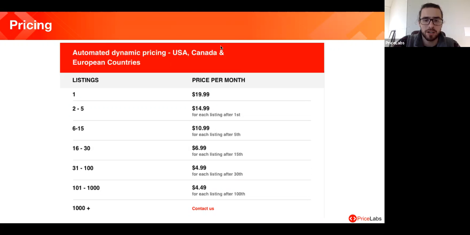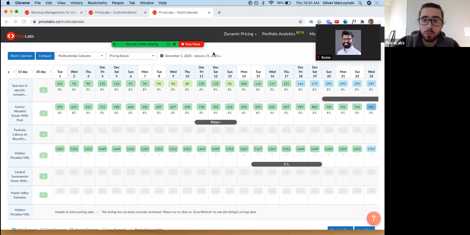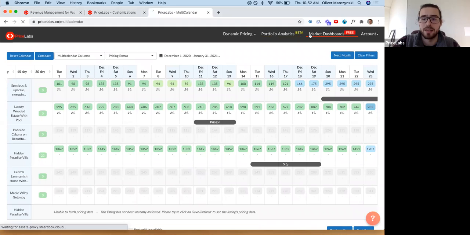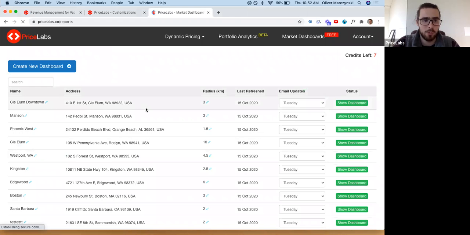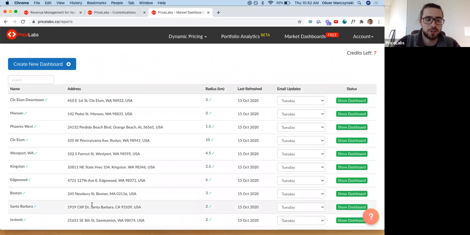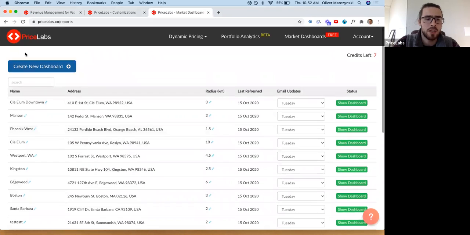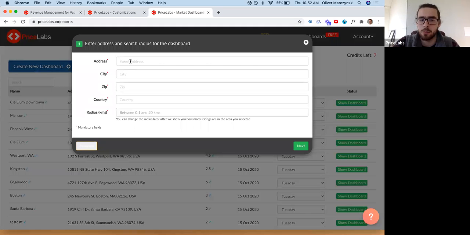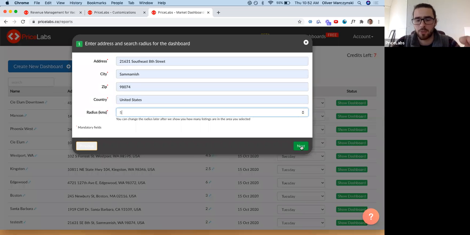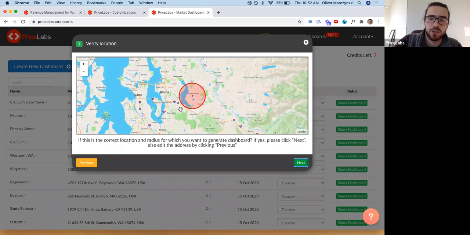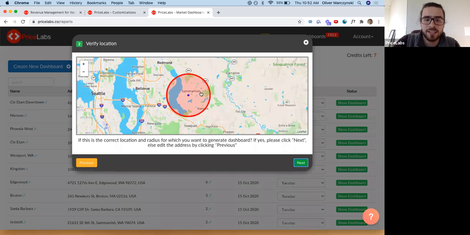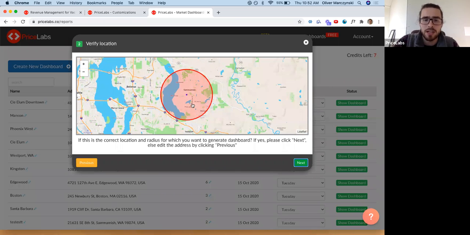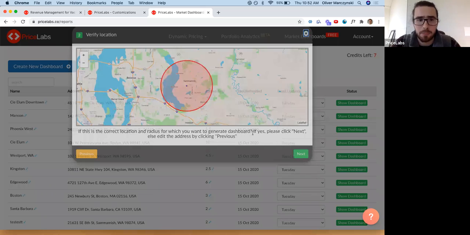Definitely. Yeah. So market dashboards, those are added on at $10 per dashboard per month here. So how it works on this market dashboards page, you can see all the dashboards that I have created here. You create a dashboard around an address here. So let's autofill this. You select the kilometers around that address that you want to analyze, and we essentially spit out data for all listings that fall in this circle here to keep you up to date on those trends that are happening. This data refreshes on a daily basis here.